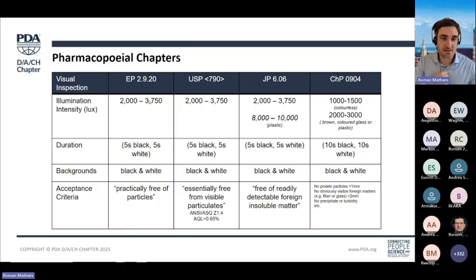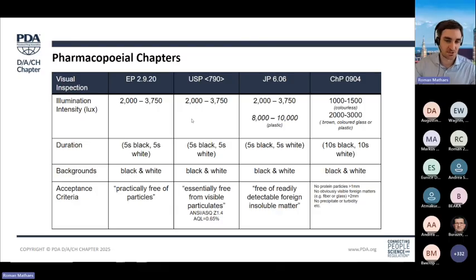And I would say these chapters, although they are not officially harmonized over the PDG, the Pharmacopoeial Discussion Group, like chapter 788, I would say they are practically harmonized. They give very similar procedures, durations, background, instrumentations, and also suggestions for acceptance criteria. However, of course, the different wordings always leave room for some nitpicking.